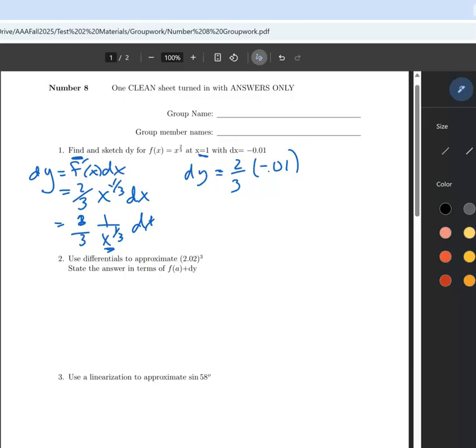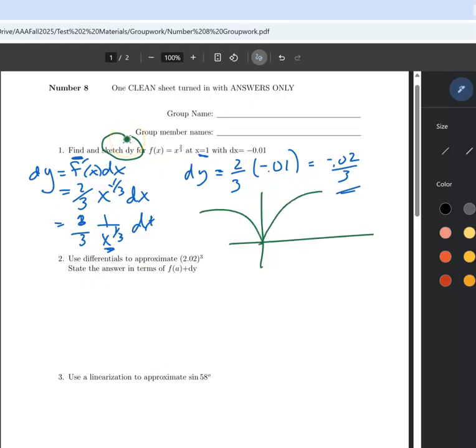And so then, well, that's just what it is, right? Negative 0.02 over 3. So it's a small negative number. You can go figure that out on a calculator. This is a fine answer, but I want to make sure that you know how to sketch it. So what that means is we have to graph the x to the 2/3.